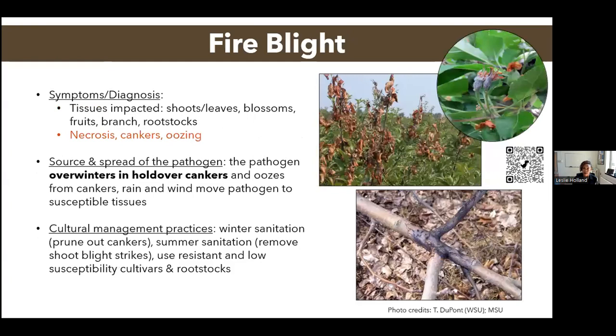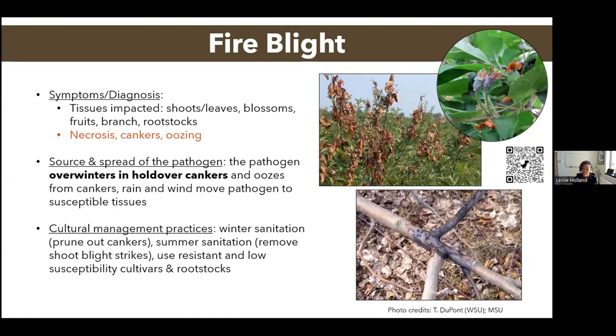So fire blight, perhaps a close second to apple scab, although in some years it's probably in first place in terms of really severe diseases of apple. So symptoms, it's a really well-named disease, I would say. It looks like fire has moved through the orchard in really severe cases. This pathogen is a bacterial pathogen, not fungal, and it impacts the shoots, the leaves, can infect the blossoms, the fruits, branches, and rootstocks as well, those susceptible rootstocks in particular. What we typically see is a necrosis or dead tissue, again, kind of that burnt look, like in the photo you see here to the right.